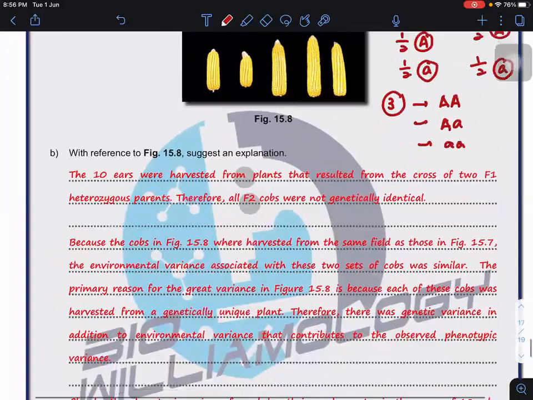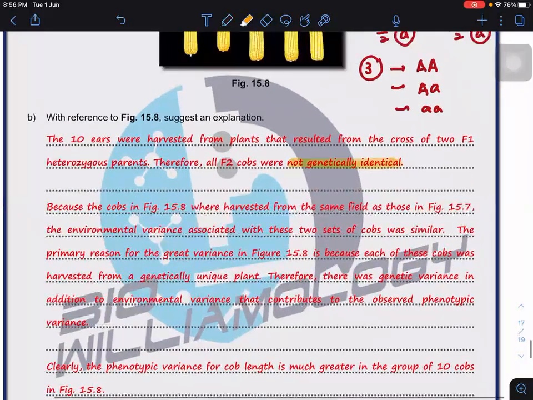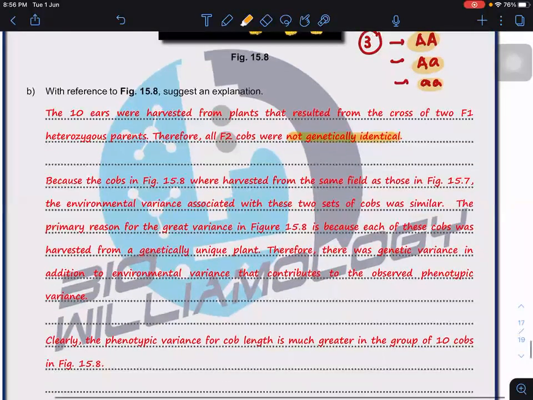So what I suggest as explanation here is that the 10 ears were harvested from plants that result from the cross of two F1. They are heterozygous parents. So now we can claim that all F2 are not genetically identical, right? Some of them may be big A, big A, some of them big A, small A, some of them small A, small A. So they are no longer genetically identical. Because the ears were harvested from the same field, the environmental variations associated with these two are similar.